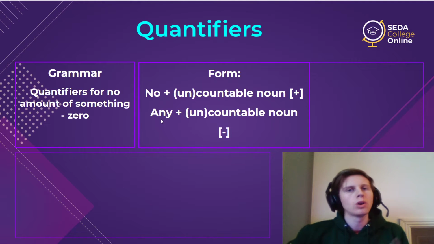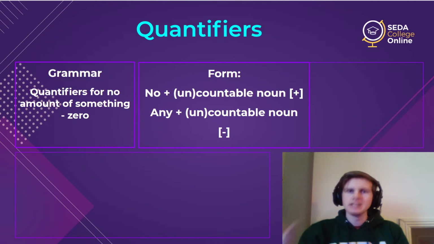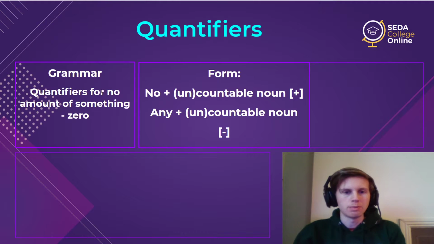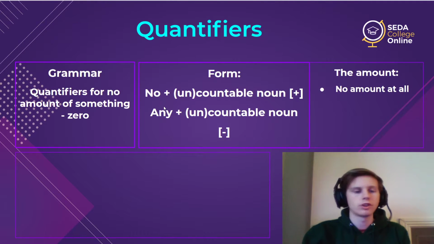So remember always, English does not like negative verb, negative in the sentence. We don't like two negatives together. So we always reverse one. If the verb is positive, the noun can be negative. No. If the verb is negative, the noun must be positive, any. And so, as I said, this is for no amount at all.